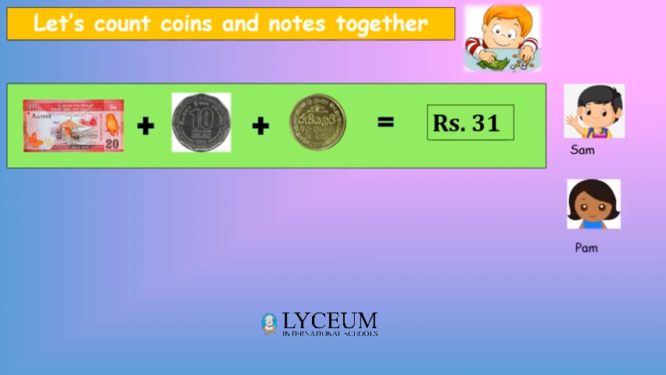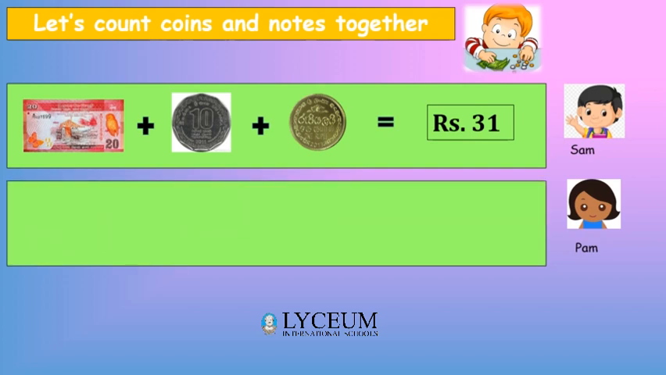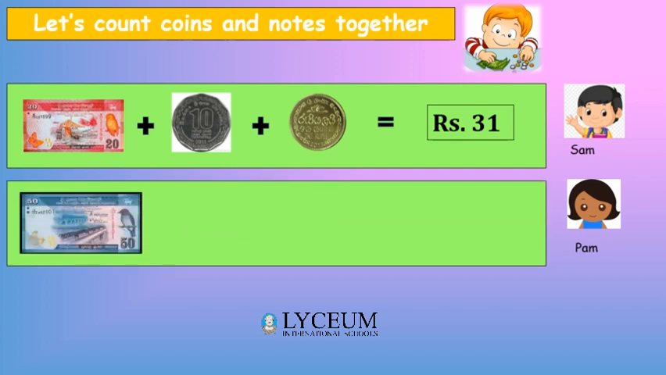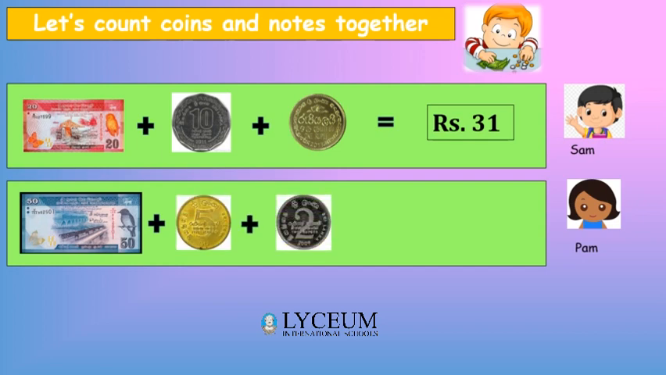This girl is Pam. Let's see what Pam has. She has 50 rupees, 5 rupees and 2 rupees. Let's count. 50 plus 5 makes 55. 55 plus 2 makes 57. So Pam has 57 rupees.